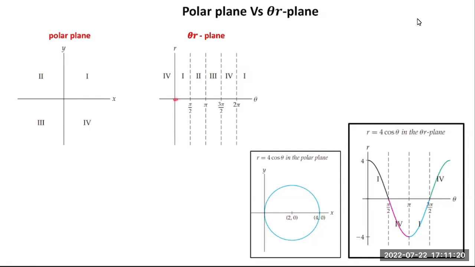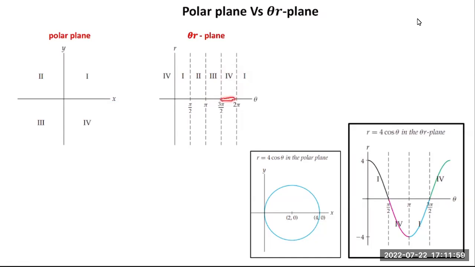And when it comes to the theta-r plane, this is the first quadrant. This is corresponding to the first quadrant, because here we have angles 0 to pi over 2. And then pi over 2 to pi will be corresponding to the second quadrant in the polar plane. And then pi to 3 pi over 2 will be corresponding to the third quadrant on the polar plane. And then similarly, this range will be corresponding to the fourth quadrant.